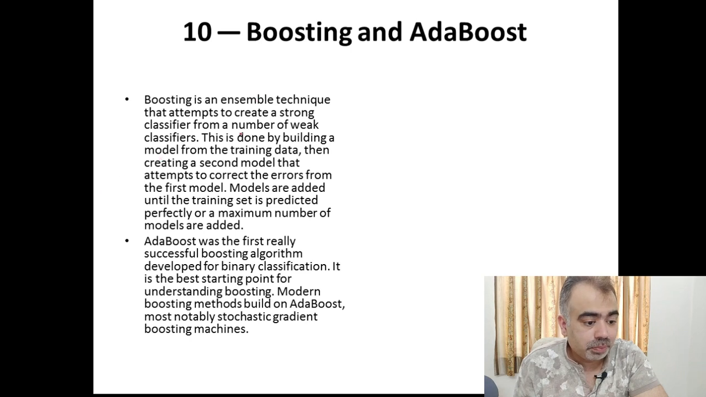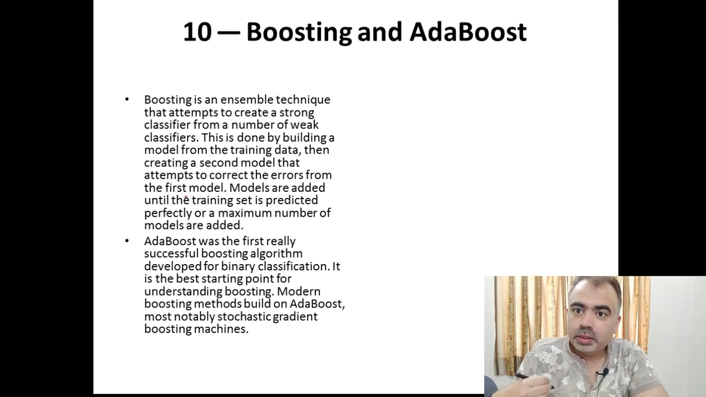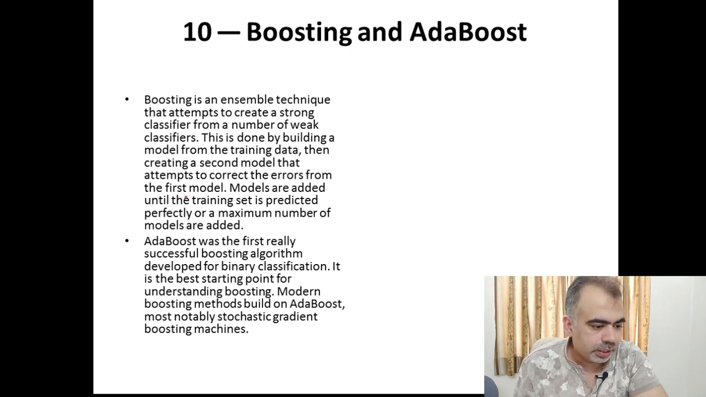This is done by building a model from the training data set, then creating a second model that attempts to correct the errors from the first model. This is how boosting works. If you tell somebody their problem, then they will come up with a new solution to cope with that problem. So this is how it gets boosted, or what we call amplified. Models are added until the training set is predicted perfectly, or a maximum number of models are added. So this is very important.